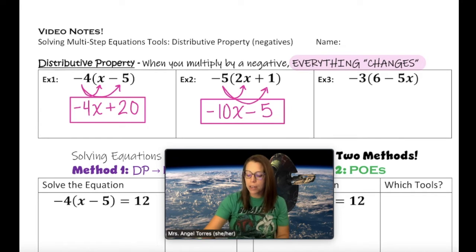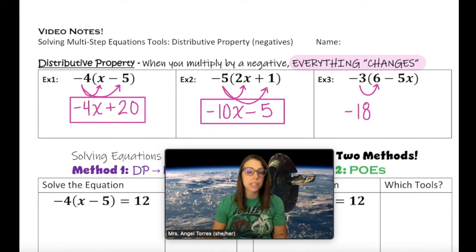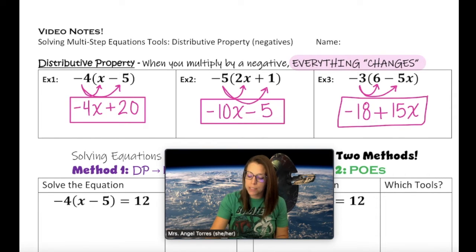Last example here, negative 3 times a positive 6, that's a negative 18. I'm going from positive to negative. And a negative 3 times a minus 5x, well, that's going to change to addition, and 15x comes from 5 and 3, so negative 18 plus 15x.